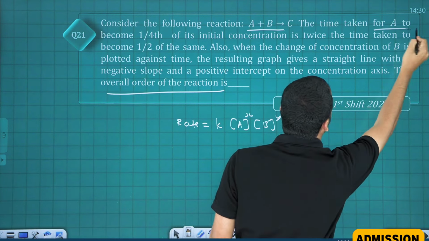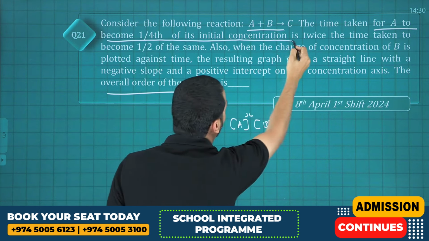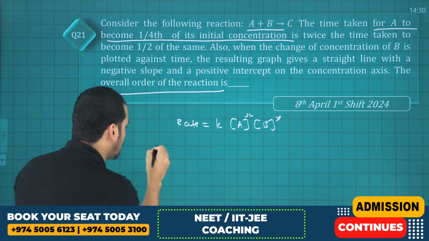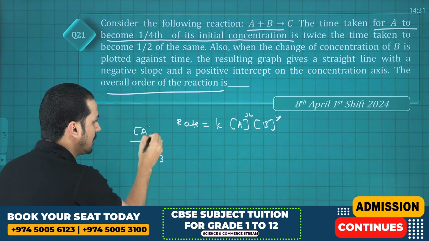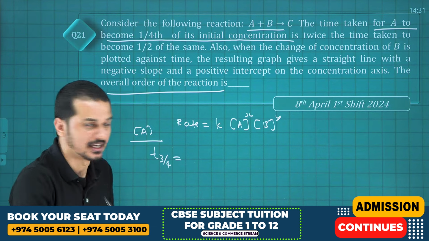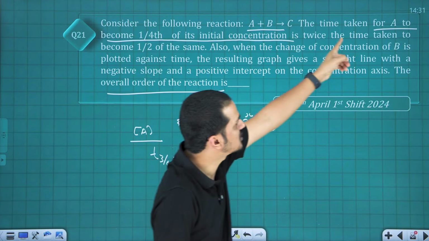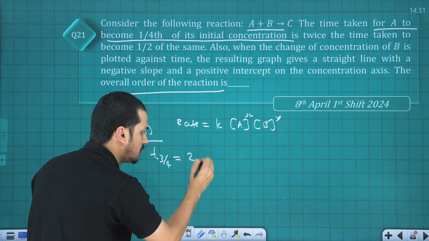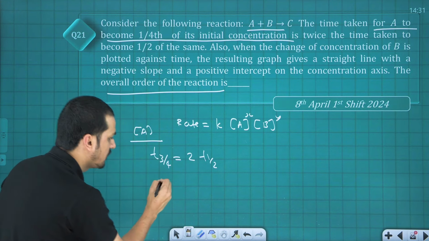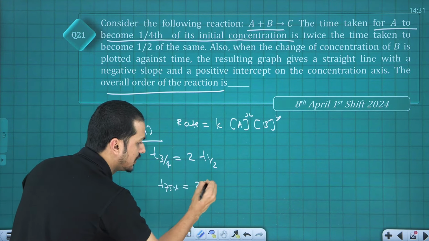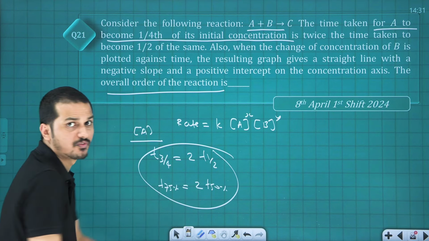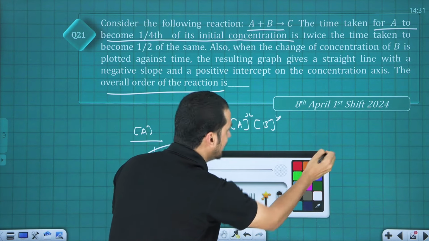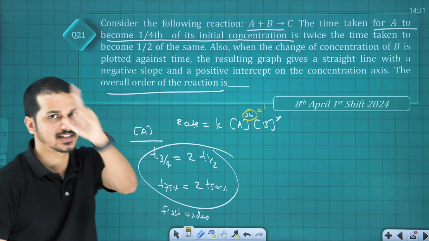About A, they are telling that A becomes 1 by 4th of its initial concentration, meaning 3 by 4 of the reaction is completed. That time is twice the time taken to become 1 by 2 of the same. That means t 3 by 4, that is t 75%, equals 2 times t 50%. This is possible for which order reaction? First order reaction. Meaning X equals 1.